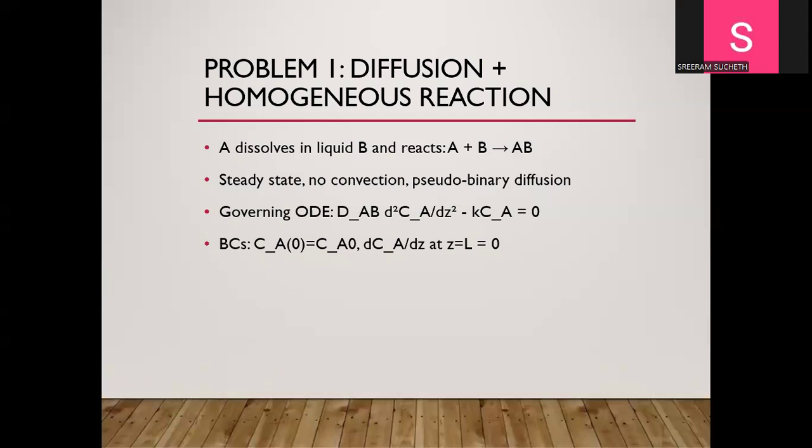The first problem here: gas A dissolves into liquid B and reacts to form AB. We assume steady state, no convection, and pseudo binary diffusion in this case. So using the shell balance approach, we obtain the differential equation as DAB d²CA/dz² minus K CA equal to 0. And the boundary conditions are fixed concentration at the interface and zero flux at the bottom wall.